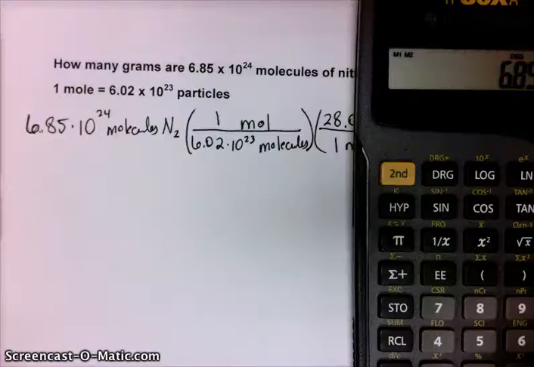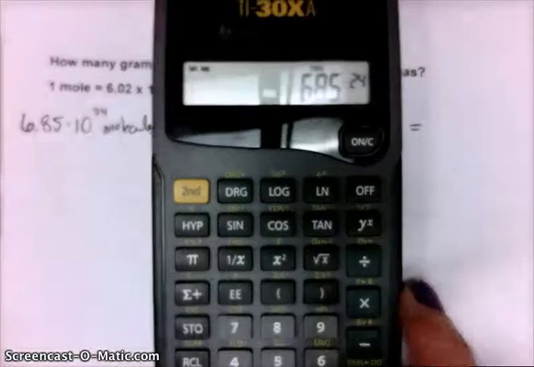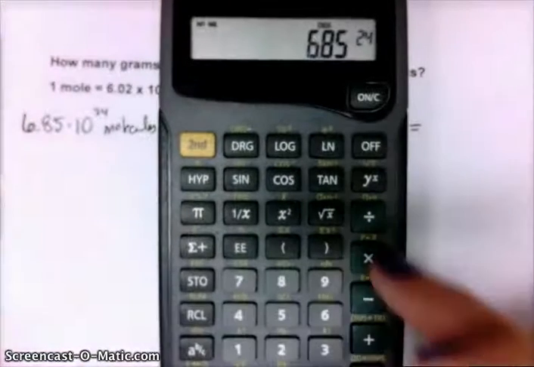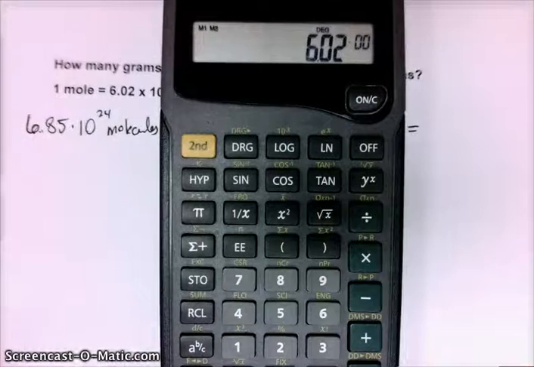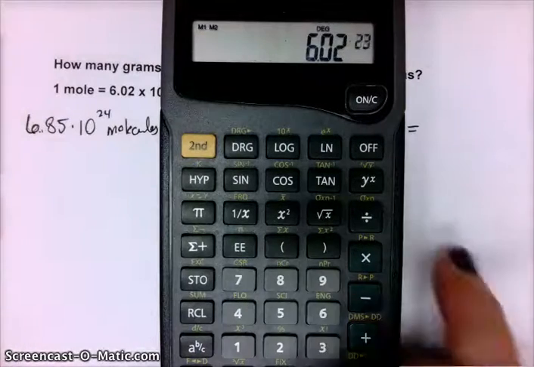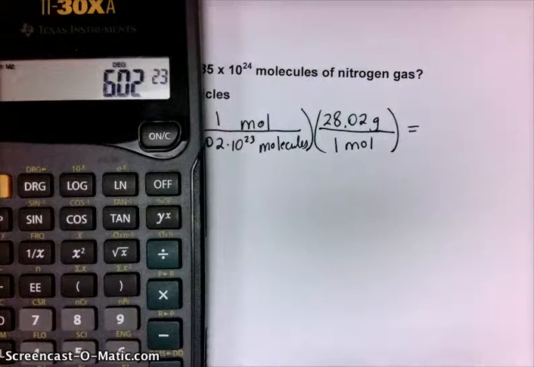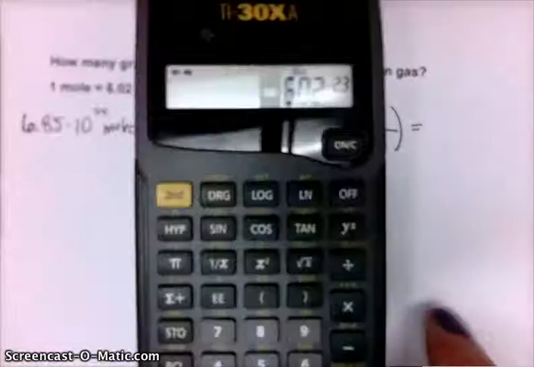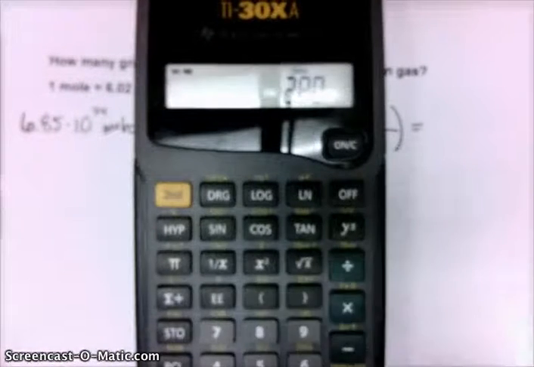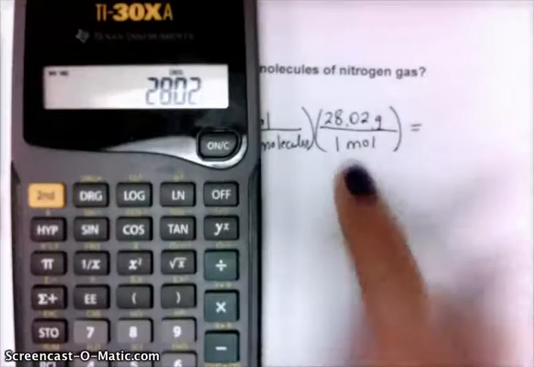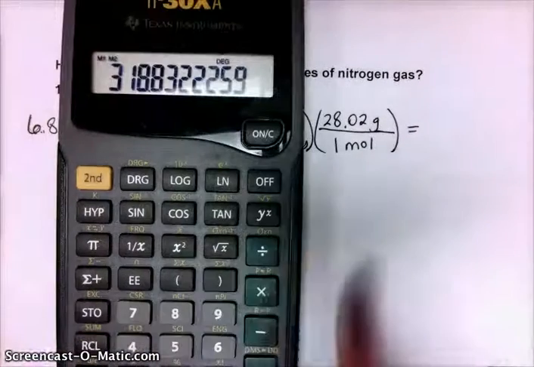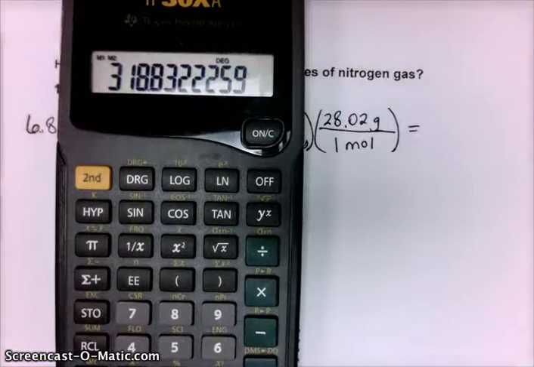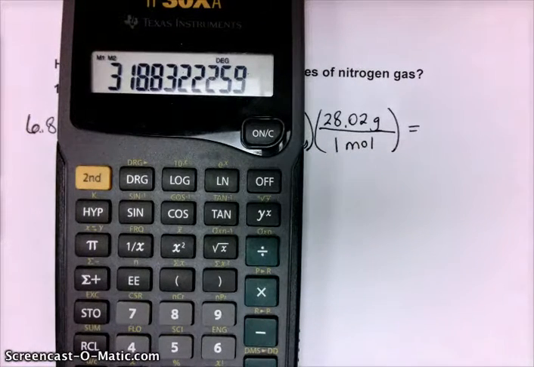Next, we are dividing by Avogadro's number. So, divided by 6.02. Again, use the EE button for times 10 to the 23rd. And then 28.02 is on top, so it's times 28.02. Divided by 1 doesn't change anything. We hit equals and we get 318.83222259. So how many sig figs do we need?